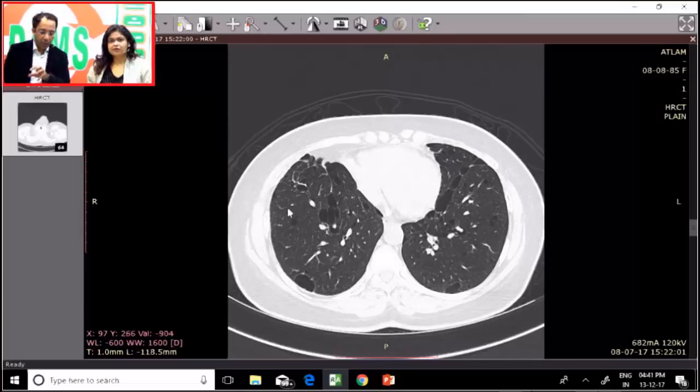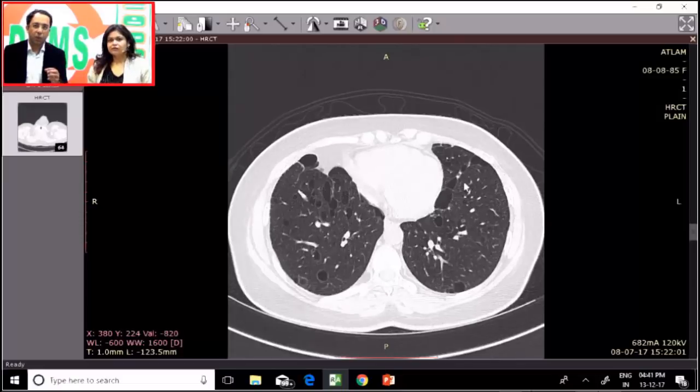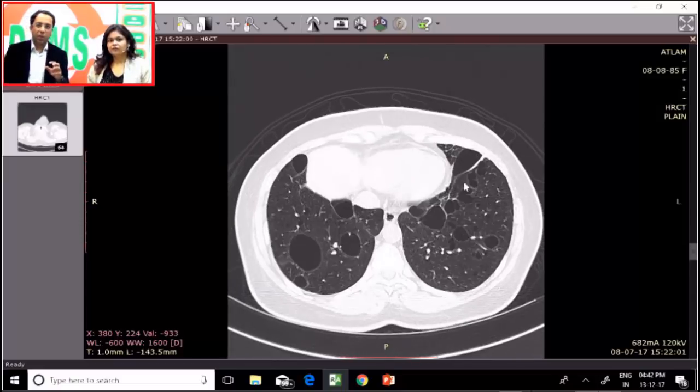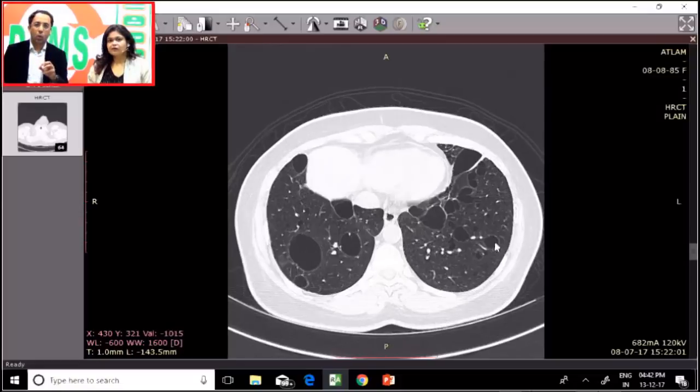Now in this section again, you can see multiple thin walled cysts scattered in both the lungs, more in the lower lobe, and a young female patient is the history. Now if you look at this section in front of you, this is the lung window of the CT chest, and look at the lower zones. This is probably the area of the CP angle where you can see some cysts. Can you see multiple cysts in both the lungs, more in the lower lobes?